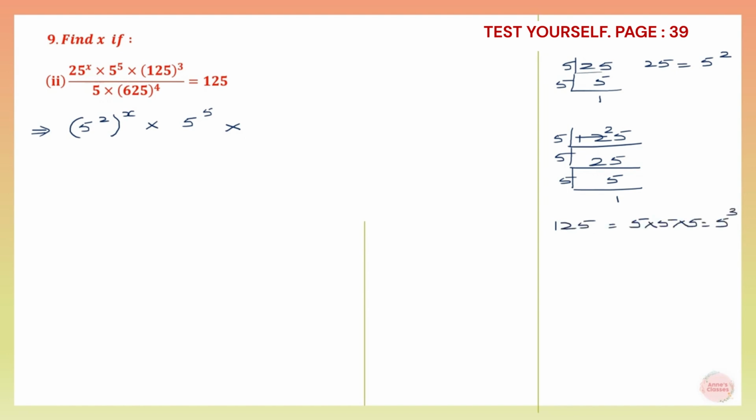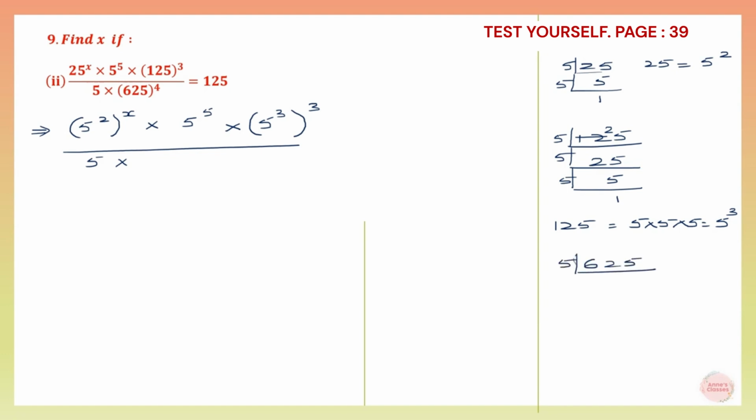So here let's write that. This is 5 raised to the power of 3, which is 125, and that is already raised to the power of 3. Now in the denominator we have 5 into 625. Let's find the prime factors of 625.